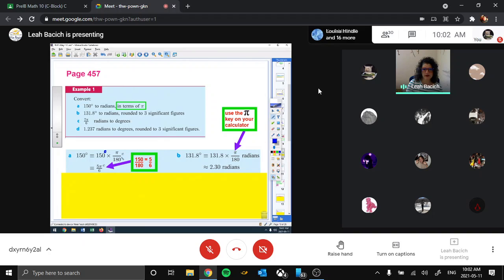You can put it in if you want. Isn't it going to cancel out anyway? So what you get here is 150 degrees times pi radians over 180 degrees. Well, if I reduce 150 over 180, I think I get 5/6. So 5 pi over 6.